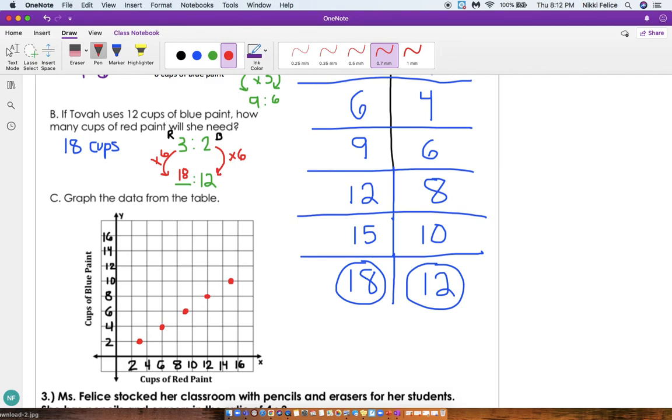Now this is how you can tell that you created your ratio table the correct way. Your data points will always make a perfectly straight line. If all of your data points are equivalent ratios, you will always have this nice straight line. And that's how we can represent our ratios on a graph.